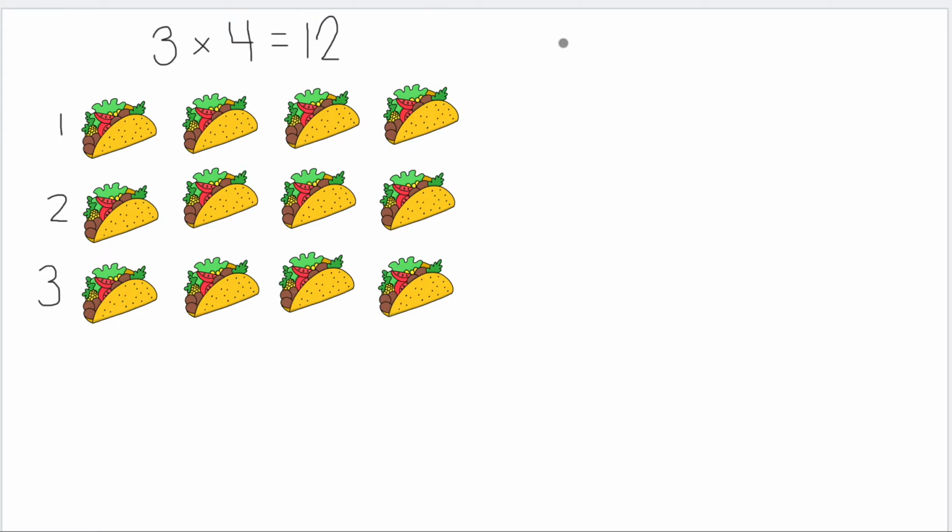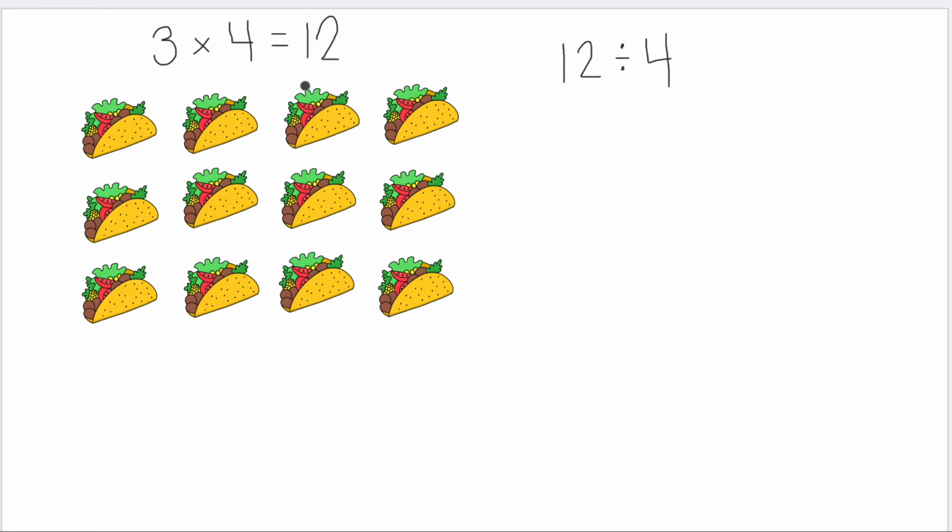So how could we use what we know about 3 times 4 to help us solve this division problem? 12 divided by 4. So let's get rid of these. So now we're trying to solve 12 divided by 4.